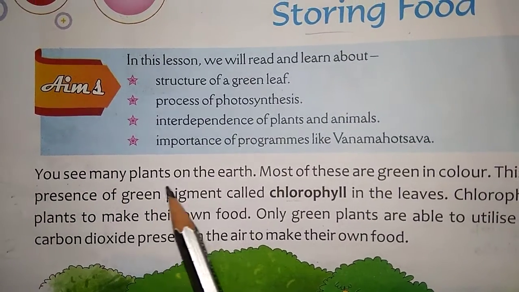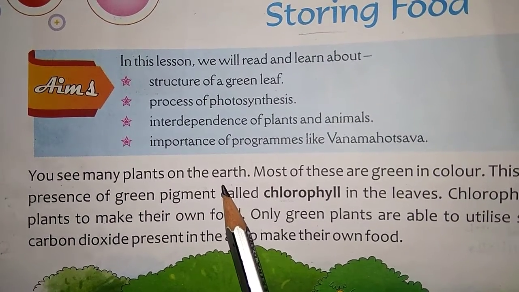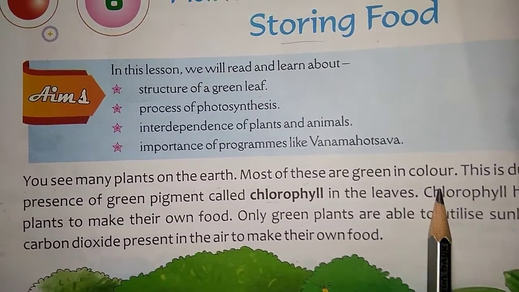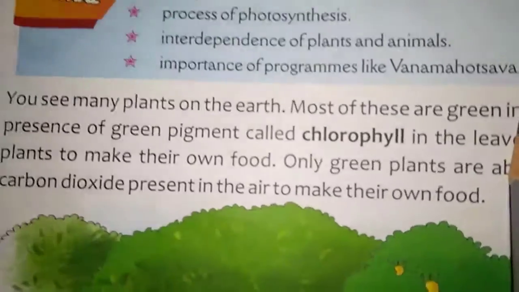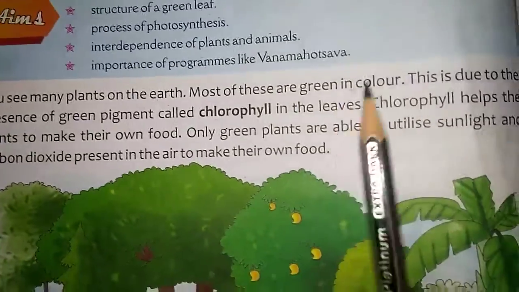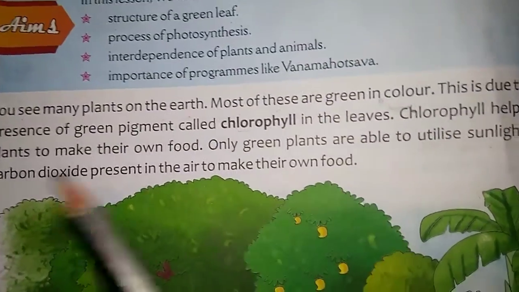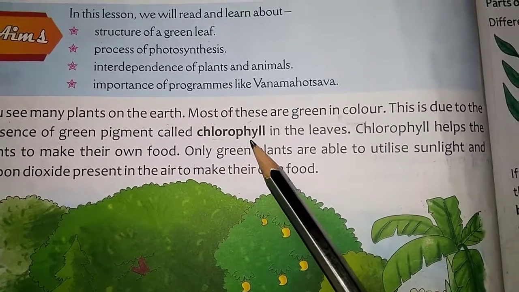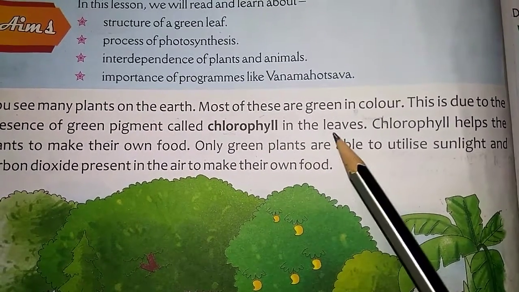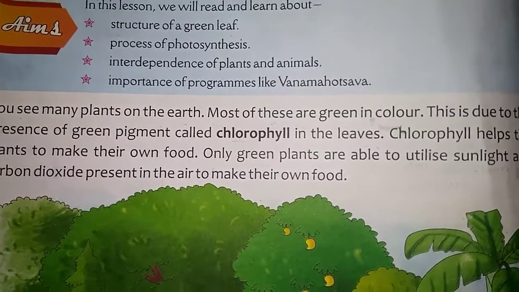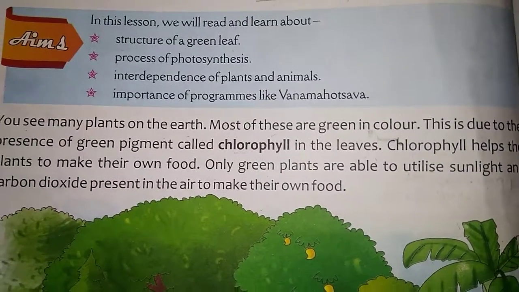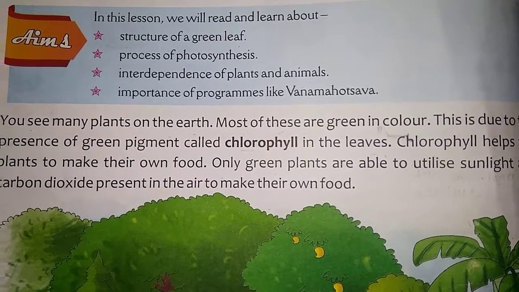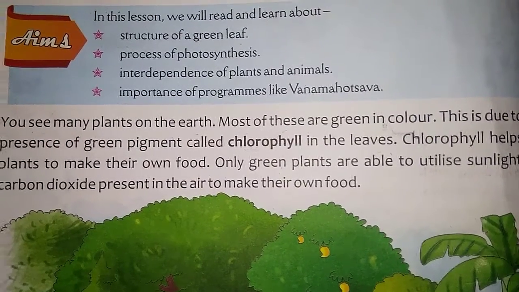You see many plants on the earth. You can see, children, many plants on the earth. Most of these are green in color. Almost all the plants are green in color. This is because of the presence of the green pigment called chlorophyll in the leaves. Now why will plants be in a green color? Because chlorophyll, one type of liquid, will be present in the leaves.